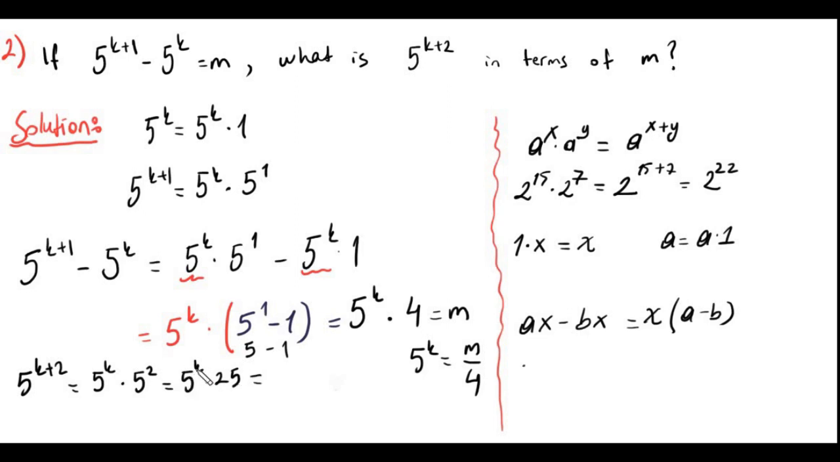So here, if I replace 5 to the power of k with m over 4 times 25, finally, the answer is going to be 25m over 4. So 25m over 4 is 5 to the power of k plus 2. This is our answer.